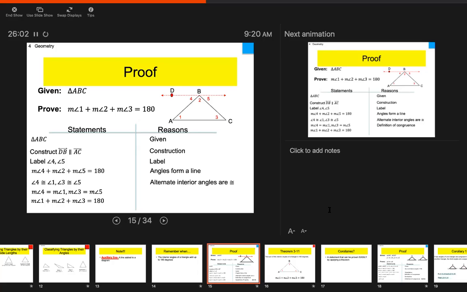And then, not substitution, but we're going to do some subtraction. If 1 is the same as 4, then in this statement, where are we at? If 1 is the same as 4, and this says 1 plus 2 plus 3 equals 180, but 1 is the same, oh, you're right, I'm sorry. I'm going to do a substitution. Instead of 4, I'm going to write 1. Instead of 5, I'm going to write 3. And I got my last statement.